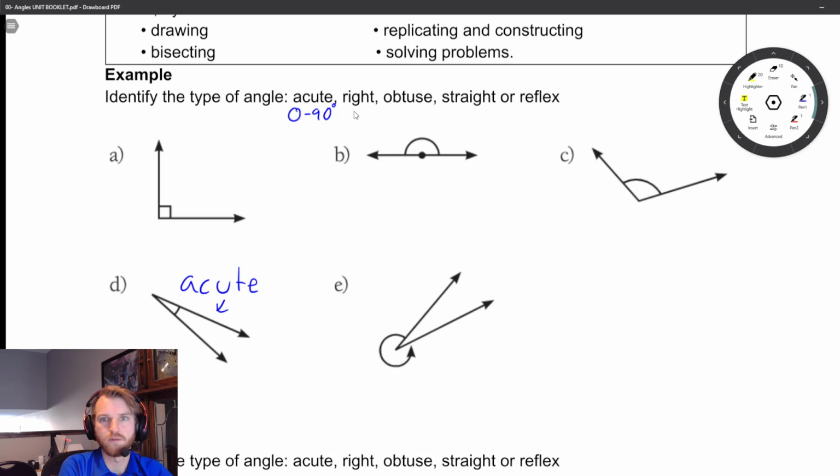A right angle is a 90-degree angle. So that's a corner. And so a right angle is this one here. That's the one that you use the most in previous math classes, so that's one you're probably pretty familiar with.